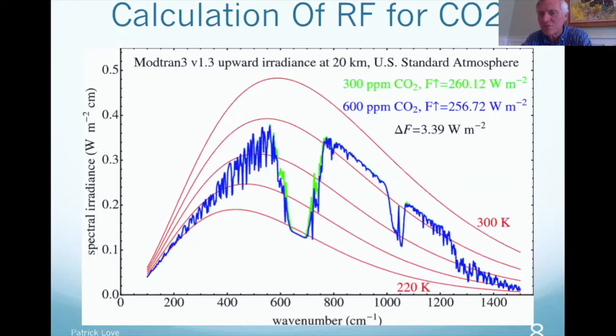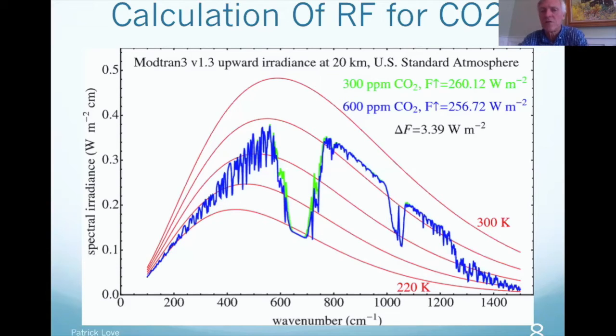Now we've become so used to looking at the spectrum, we can see the CO2 line. And you see some green on it, right? The CO2 line at 300 ppm is green. And this model calculates that at 300 ppm, we should see an outward flow of infrared energy of 260 watts per square meter, right?